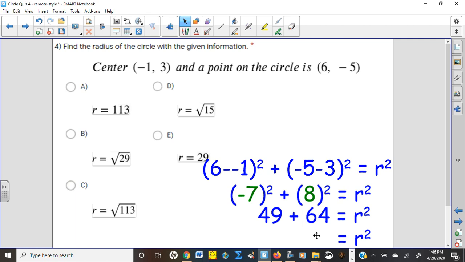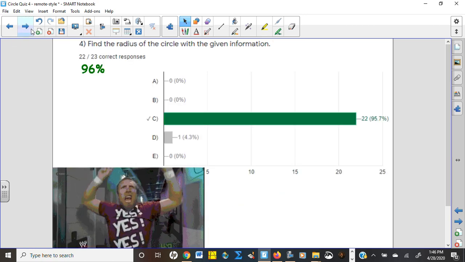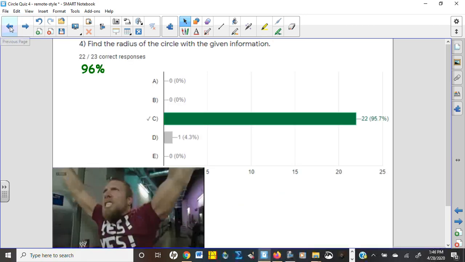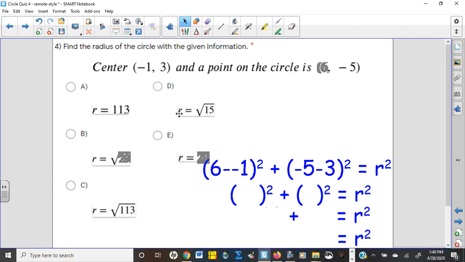113. Now, that's not the answer. If you said A was the answer, you forgot that this was r squared, not r. We do need to take the square root of that. And so C was the answer, square root of 113. Almost all of you guys got that. It looks like D, root 15.